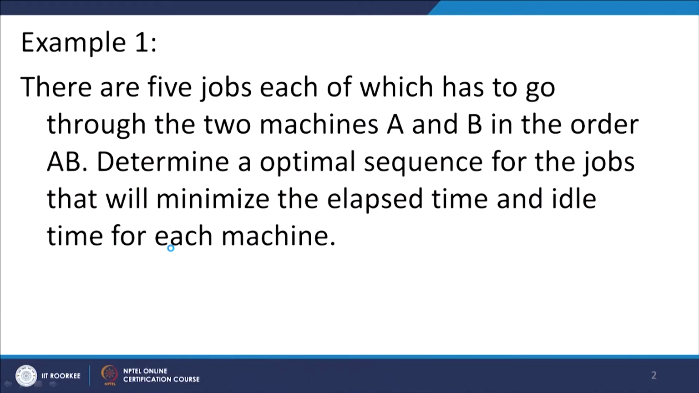First of all, let us look at this example. Example number 1. There are 5 jobs, each of which has to go through the 2 machines A and B in the technological order AB. We have to determine an optimal sequence for the jobs that will minimize the elapsed time and the idle time for each machine.